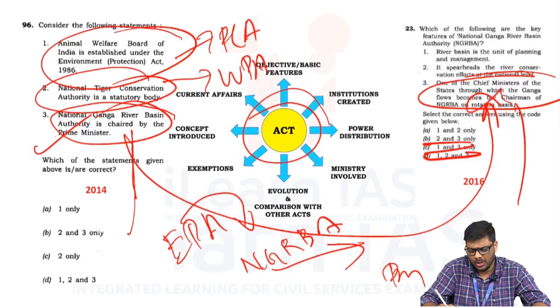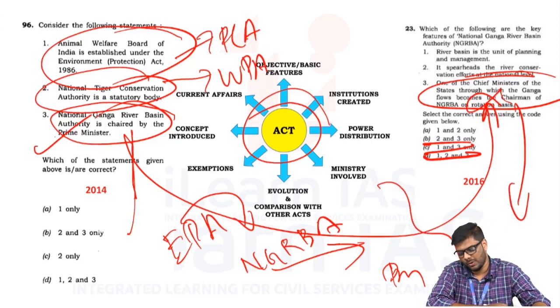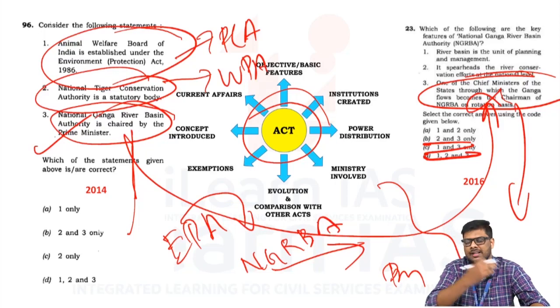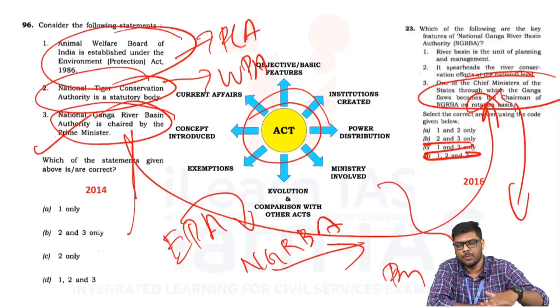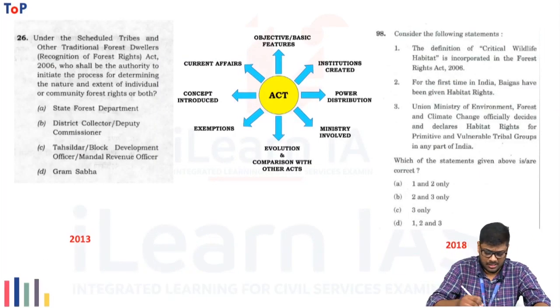And this question could also have been solved by other means. Okay, suppose the Ganga river is flowing through multiple states. So being a federal country like India, it's not possible to appoint a chief minister for a national body. That can be another logic. So logic can be used here. Then previous year question knowledge can be used here. Okay, anything is possible.